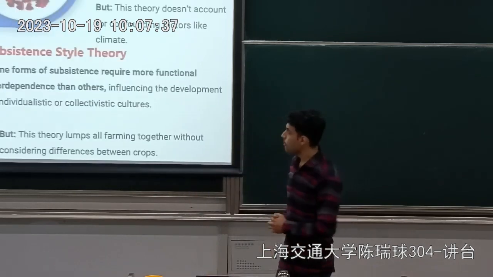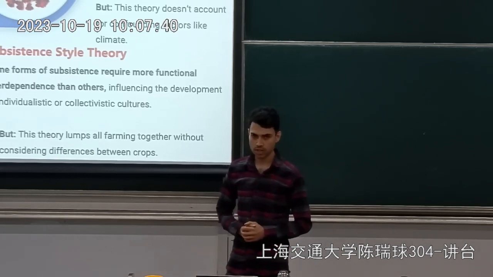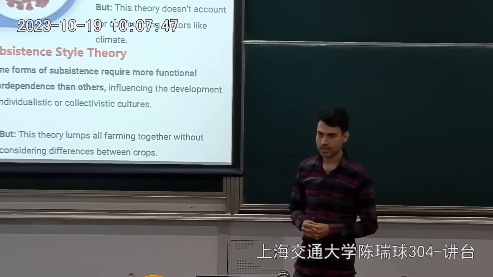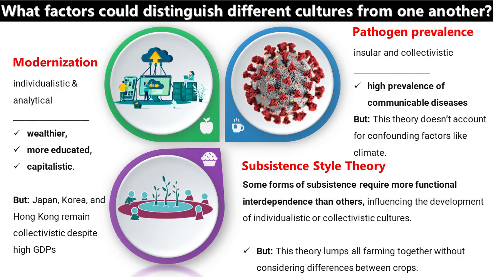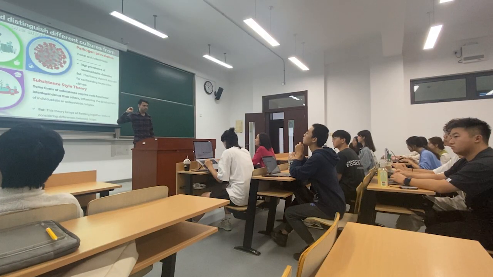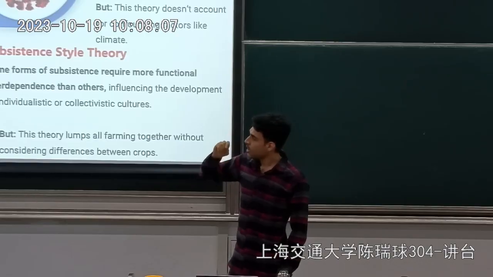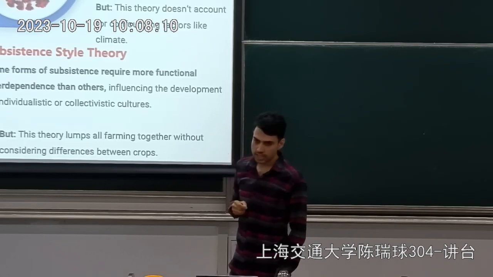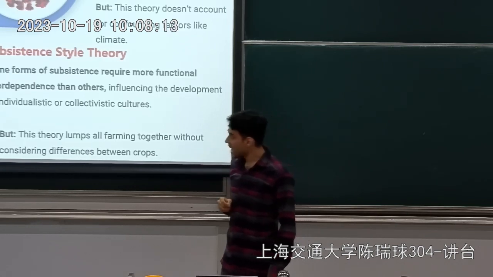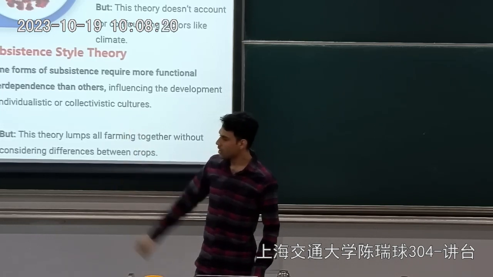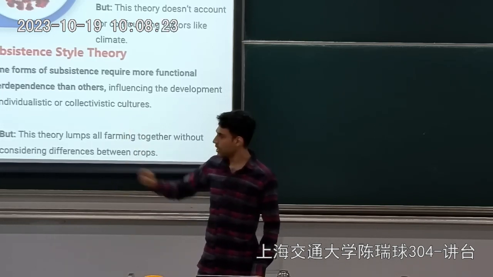So in the literature review of this paper, it asks what kind of theory we can use to conduct this study. First, modernization. This is a hypothesis that is assumed to influence the culture difference. So what does the modernization hypothesis tell us? It tells us that if you are individualistic and analytical, then you must be wealthier, more educated, and also capitalistic. But the weakness of this hypothesis is that it cannot answer why Japan, Korea, Hong Kong, with high GDP, still remain collectivistic.